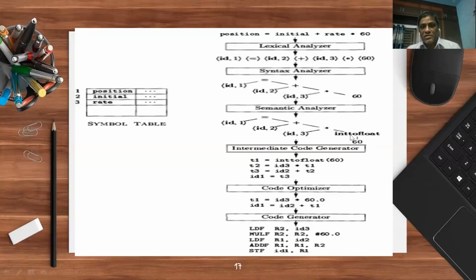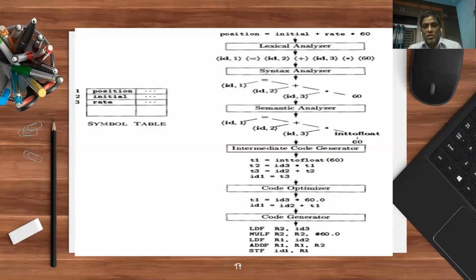And then this is multiplied with ID3. So T2 is equal to ID3 into T1. Then T3 is equal to ID2 plus T2. So what is T2? It is ID3 into T1, which is already copied to T2. Therefore, this is added with ID2: ID2 plus this entire thing. And finally, this temporary value T3 is copied to ID1. This is what is generated by your intermediate code generator.